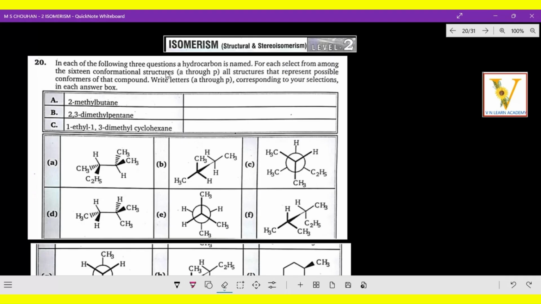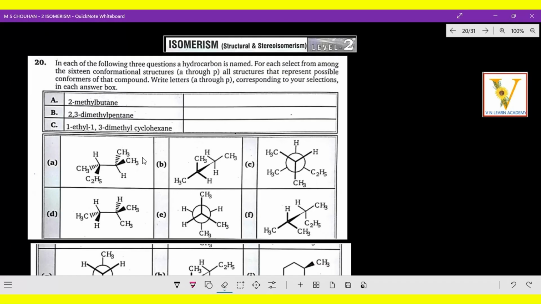In each of the following three questions, a hydrocarbon is named. That is 2-methyl butane, 2,3-dimethyl pentane, 1-ethyl-1,3-dimethyl cyclohexane. For each, select from among the 16 conformational structures, A to P, all structures that represent a possible conformer of that compound, and write the letters A through P corresponding to your selection in each answer box. Now, as we observe here, what is the name of the compound among these three?